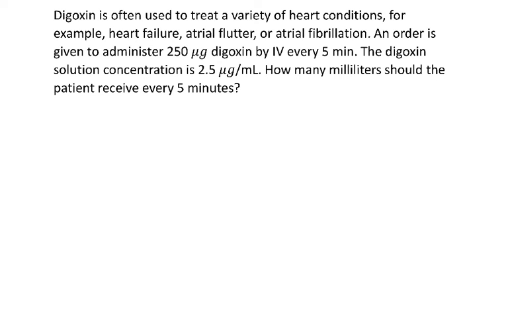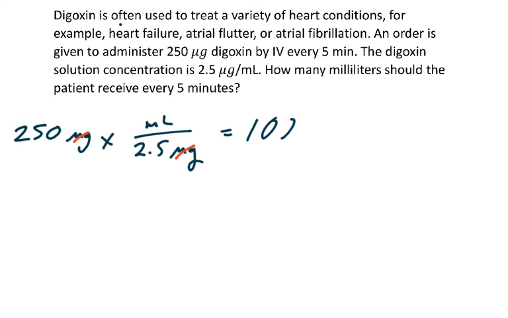And so, it seems like this is a lot more complicated, but this question is just like many that we've seen before. It also happens to be micrograms, which is a new unit for these questions. It's just a small unit of mass with a metric prefix, but we can still find our answer in just the same way. So 250 micrograms, and we're going to invert the concentration for milliliters over 2.5 micrograms will give us 100 milliliters given to the patient every 5 minutes.